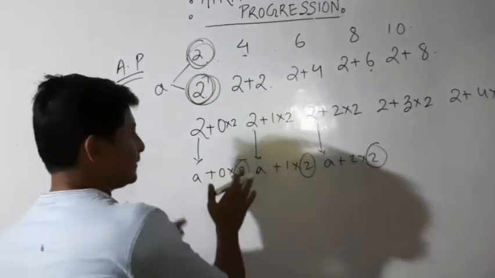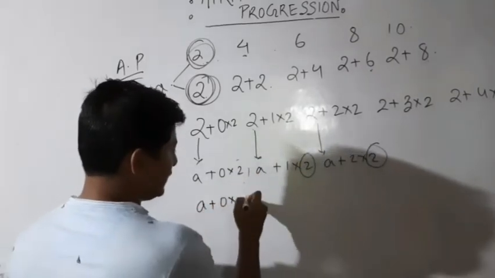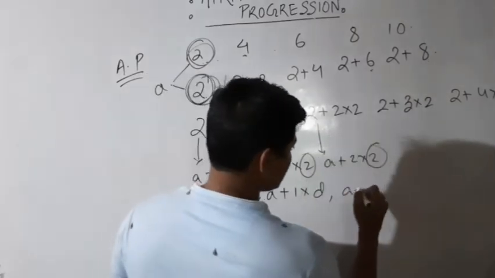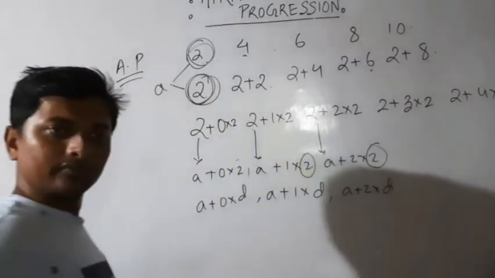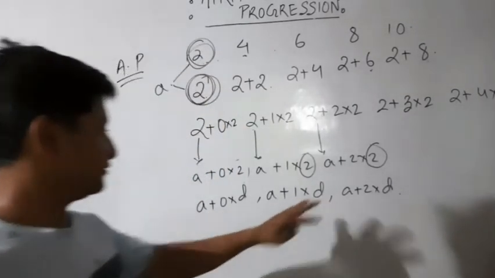If I replace the difference with, say, D, okay, in the next step, if I replace the numbers with, say, D, okay, so this particular line comes.